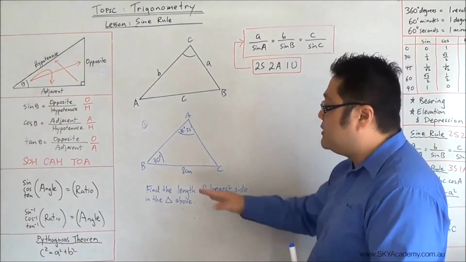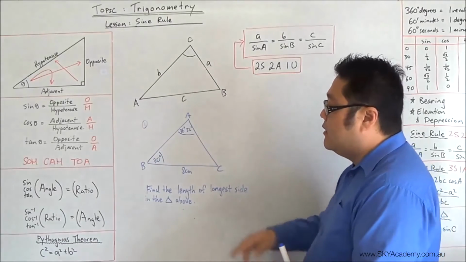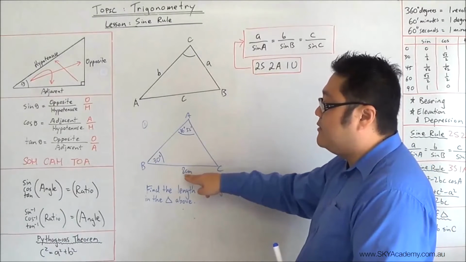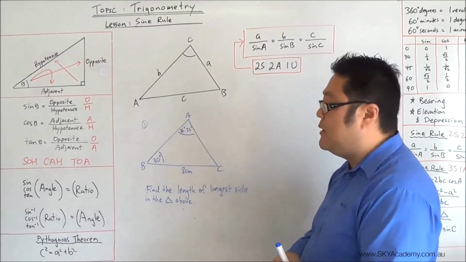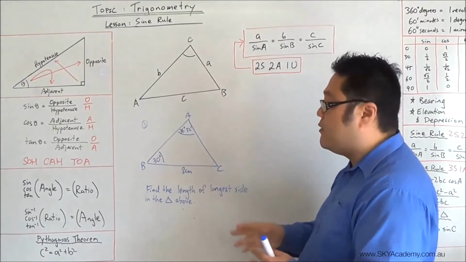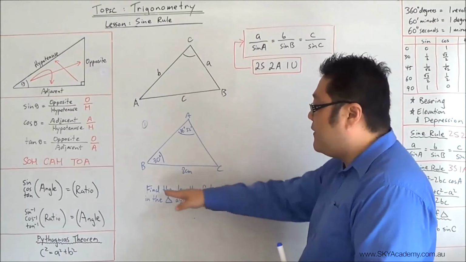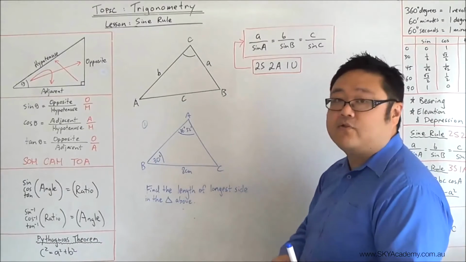For example, we've got triangle ABC. Little a is 8, big A is 36 degrees and 52 minutes, and the angle B is 30 degrees, and we have to find the length of the longest side in the above triangle.